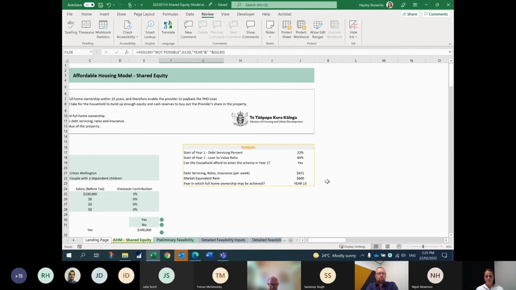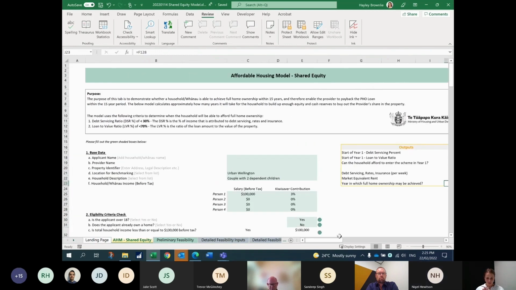So this summarises at year 1 what the debt servicing percentage is, what the loan to value ratio is, and whether the household is able to save money entering into the scheme at year 1. It provides a comparison between market equivalent rent and debt servicing rates and insurance at that year 1. So you can see that the household is much better off entering into the scheme than it is paying market equivalent rent in this instance. And it also brings forward that year in which we think a full purchase may be possible.